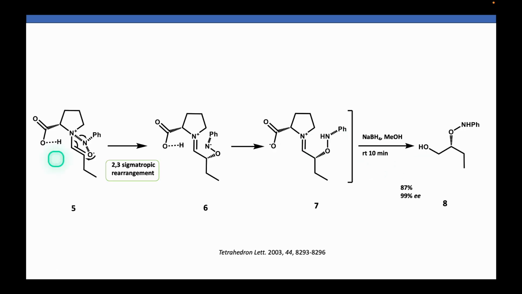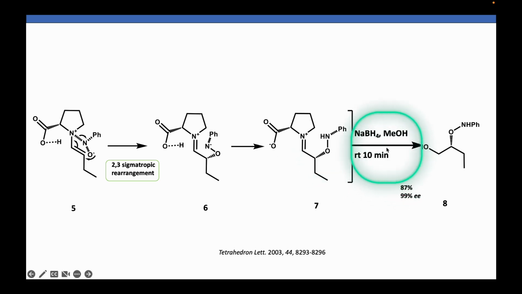Compound 5, through a 2,3 sigmatropic rearrangement, gives rise to intermediate 6, where a carbon-oxygen bond with alpha orientation has been formed. The abstraction of a proton generates intermediate 7, and, when adding sodium borohydride in methanol to the reaction medium, it forms the monoprotected diol 8 with a high enantiomeric excess.